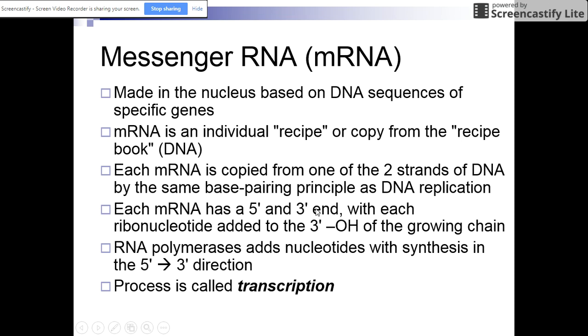Each mRNA has a 5' and a 3' end, with each ribonucleotide added to the 3' hydroxyl group of the growing chain. That is very similar to what happened in DNA replication when the DNA polymerase 3 was adding the bases. That was also to the 3' hydroxyl end. Instead of using DNA polymerases, transcription uses RNA polymerases, which add ribonucleotides, not deoxyribonucleotides. And it always moves in a 5' to 3' direction, which is the same as what was happening in DNA replication. This whole process of creating the mRNA is called transcription.